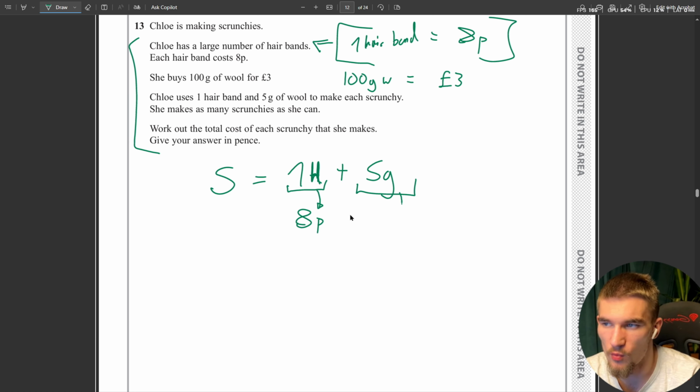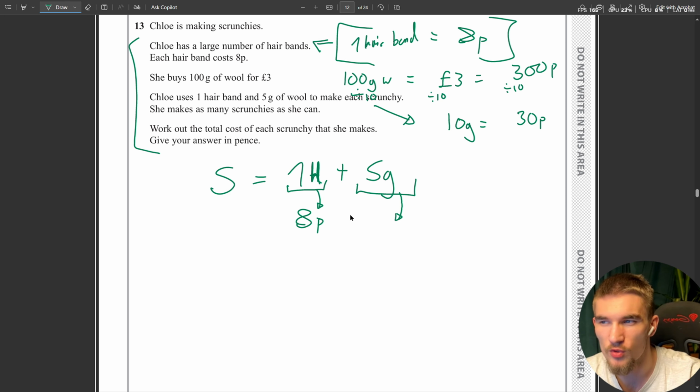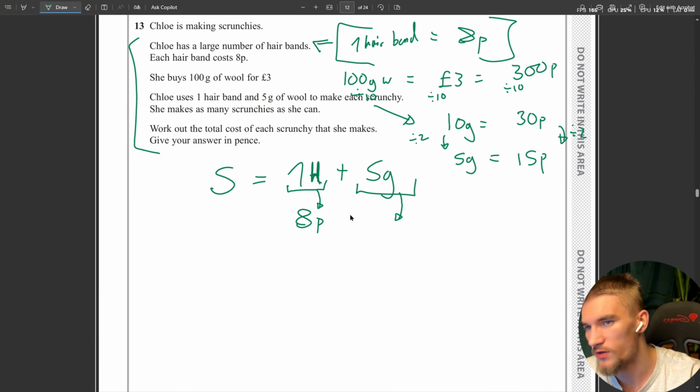Now we just need to figure out what these 5 grams of wool are. So we know 100 grams of wool is 3 pounds, right? So I could figure out what 10 is by just dividing by 10. So 10 grams must be 30p, right? Because if I divide this by 10 and divide this by 10, I get 30p. Because remember, 3 pounds is the same as 300p, right? And then I actually want to know what 5 grams are. So I'm going to half it. Because to go from 10 grams to 5 grams, I just divide by 2. So I'll divide this by 2 as well. And that gives me 15p, right? So I know 5 grams is 15p.